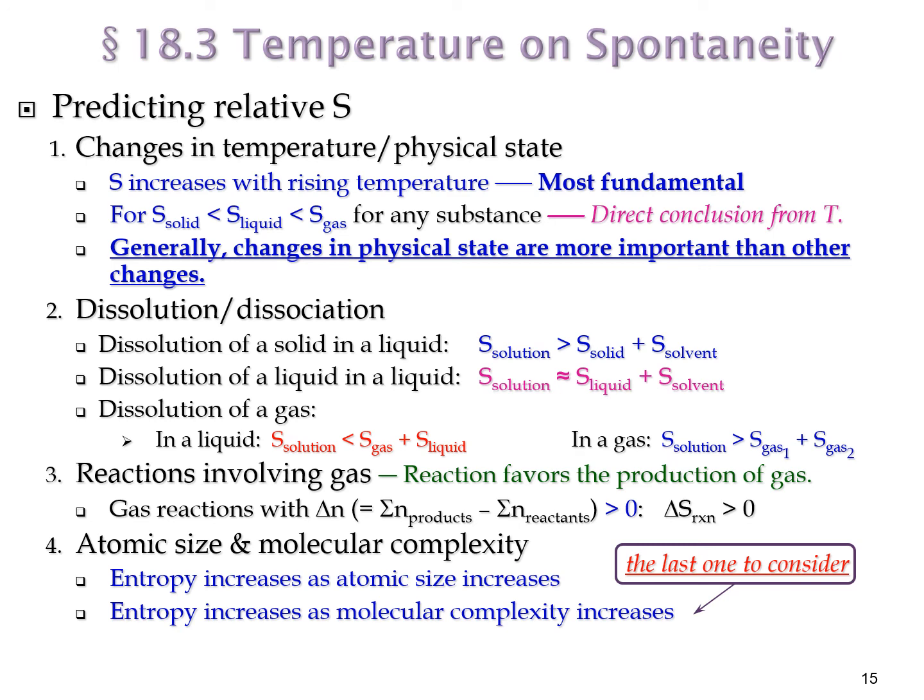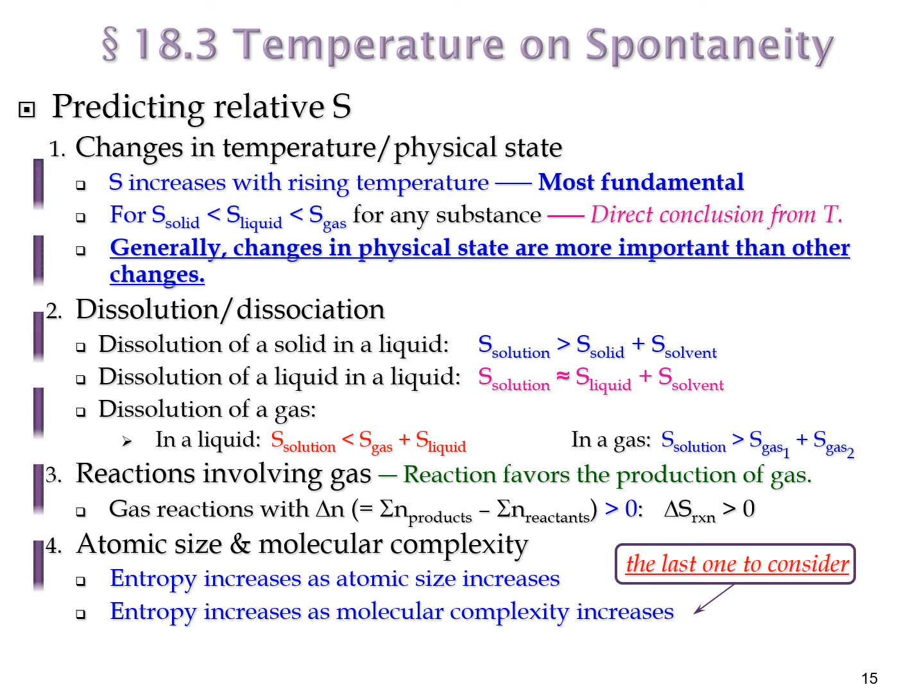In the third case, we talk about gas. Remember, gas possesses the most entropy. So if a gas is produced by the reaction, definitely that's going to be the driving force for the reaction, because that's the increase in entropy. Of course, the last one, the complexity of the molecule or the size of an atom or molecule, will be the last one for us to consider.